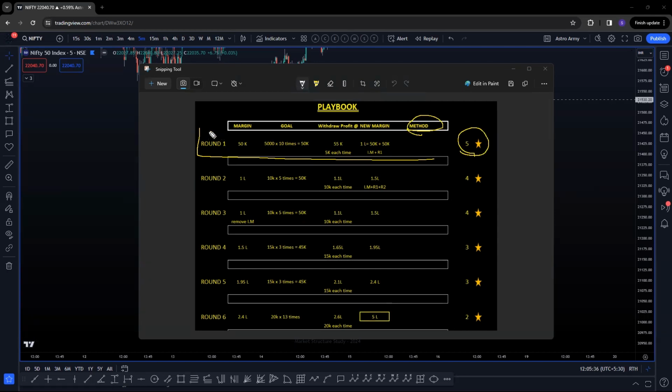Now, regardless of what Nifty, Bank Nifty, 1000 point, 500 point, does not matter. I am in round one. I want to go to the next round. Obviously, as per your capital pocket size, you can change it from 50,000 to 1 lakh or any starting point.